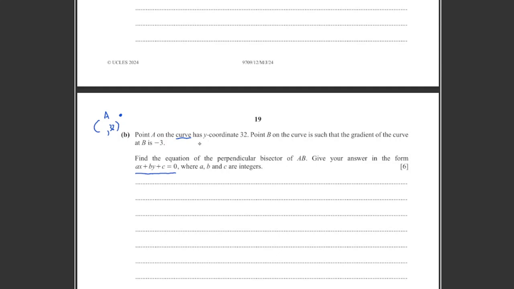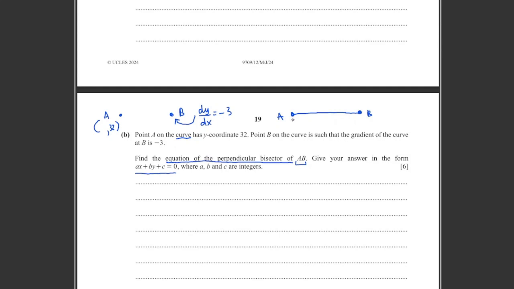Okay, and then I basically have another point B. So I have another point B, and the gradient over here, the dy by dx, is negative 3. And so between these 2 points, I have this AB. So obviously there's going to be a line called AB. What we need to do is find the equation of the perpendicular bisector of the line AB. A perpendicular bisector is basically a line that cuts another line into 2 equal pieces.